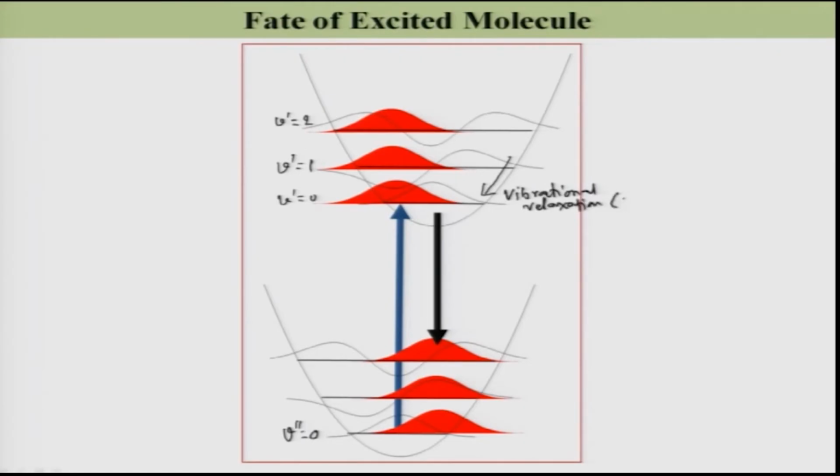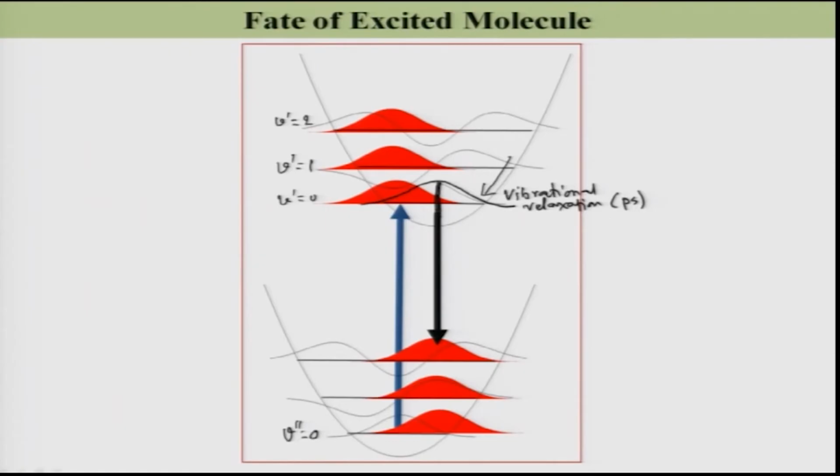That takes about a picosecond time scale, right. So, it will come back to this level. So, now this is my molecule, this is my function of this molecule. So, this will come from excited state to the ground state by radiative transition, let us say.